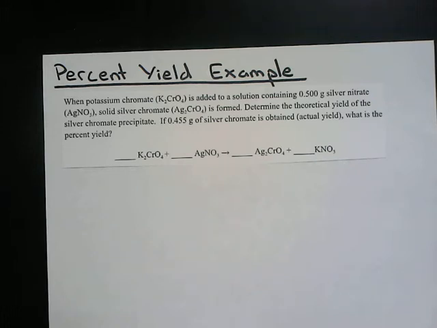If 0.455 grams of silver chromate is obtained, what is the percent yield? So everything is outlined here, and now we can walk through those steps that we just went through. So the first thing is to balance our chemical equation.